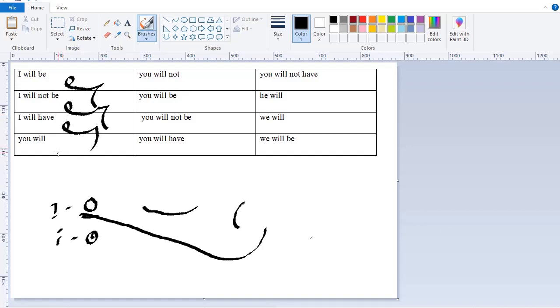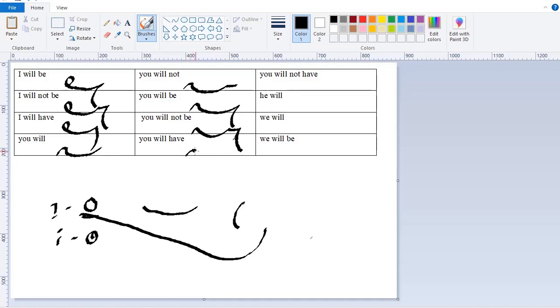Okay, so next, you will. So we have you and then will. Okay, so you will and you are parehas sila ng stroke pero different in sizes. Okay, next we have you will not. So we have you and then will and then not. You will be. So we have you and then will and then be. You will not be. So you have you, will, not, and then be.